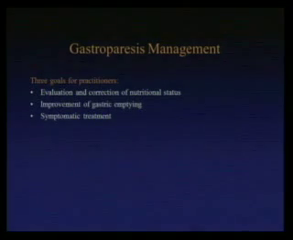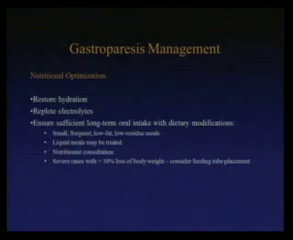So there should be 3 goals for practitioners in treating patients with gastroparesis. Number 1, you need to evaluate and correct for the nutritional status of the patient. You need to do what you can to improve the degree of gastric emptying as well as treat their symptoms. In terms of initiating this, you need to look at their nutritional status. So gastroparesis may interfere with oral intake and nutritional status, and therefore the first goals of management really are to restore hydration, replete electrolytes, and ensure that they have sufficient long-term oral intake.